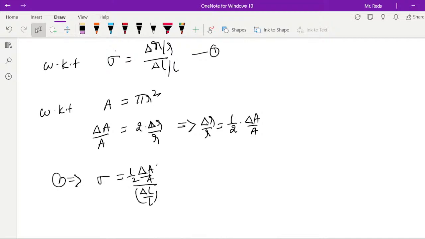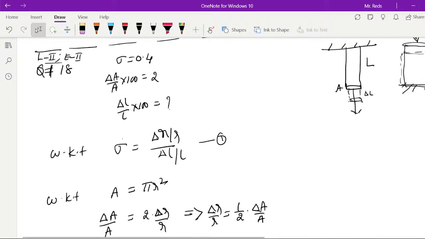Delta A by A is given, sigma is given, and it asks me to find delta L by L. Bring it here and bring this one down, then this implies delta L by L is equal to half into delta A by A into sigma, or you can say into 1 by sigma. The percentage decrease in area is given.